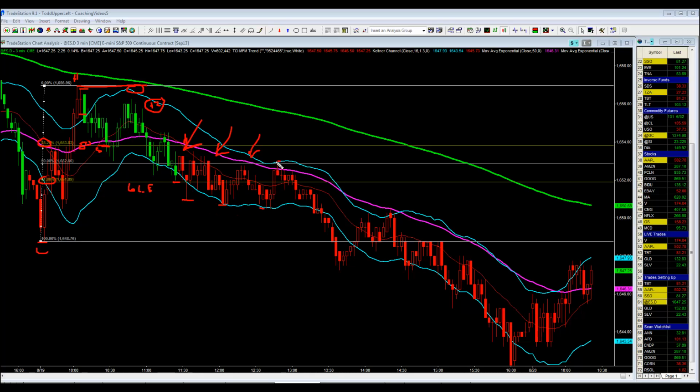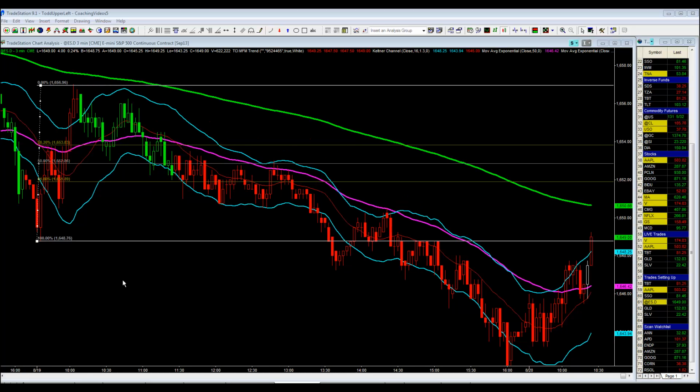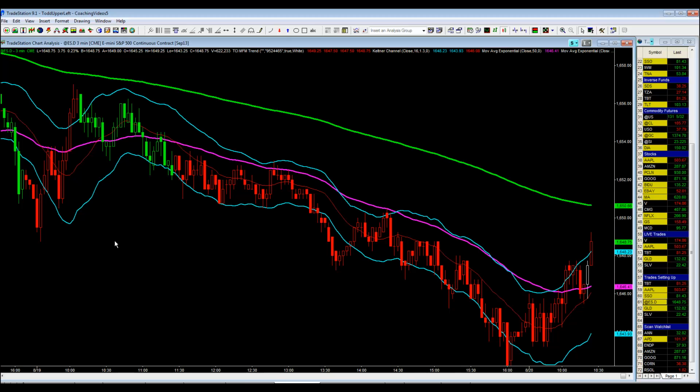So every time the market rallied to that 50 exponential, right here was the first nice selling opportunity, made a new low here, and again back to that 50 exponential. Try to keep it as simple as possible. So there were nice day trades yesterday. Now let's come into today. Look at today so far.